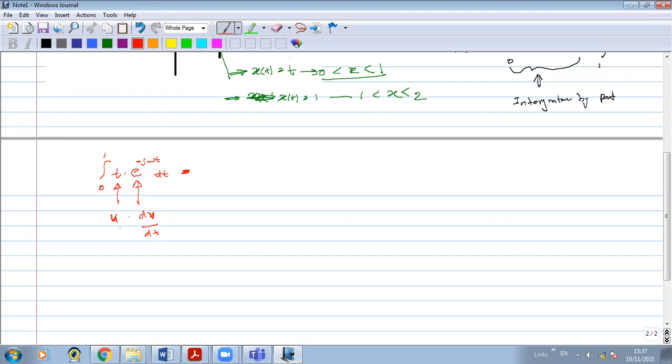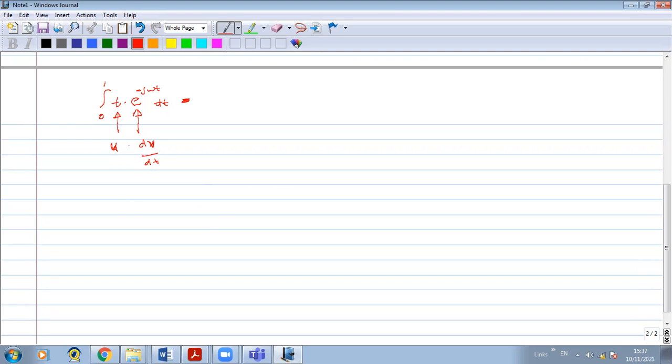So u is equal to t, and if I evaluate du by dt, it is 1. And dv by dt is e to the power minus j omega t. If I want to find v, we have to integrate this with respect to time t. So we have e to the power minus j omega t divided by minus j omega. You can remember that we have to write it as uv minus the integral of v du by dt.